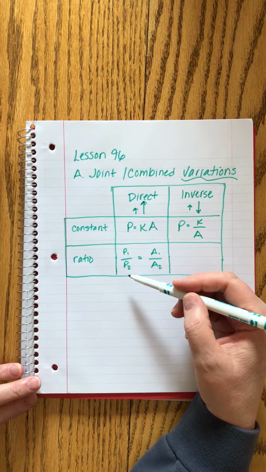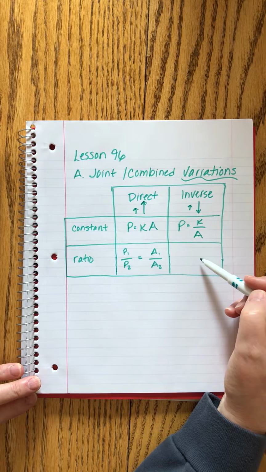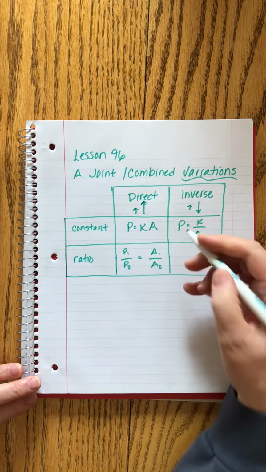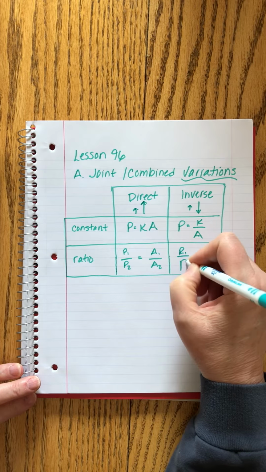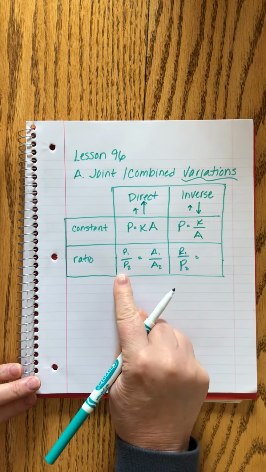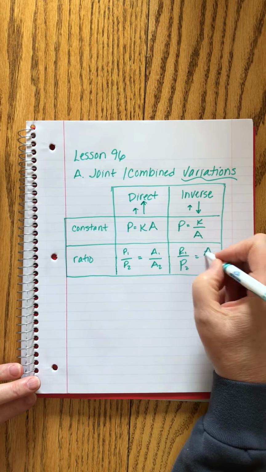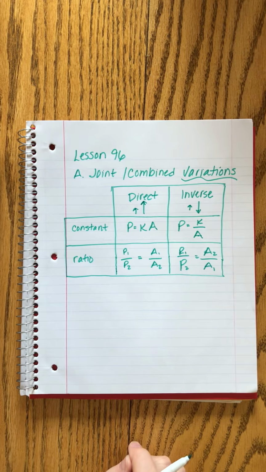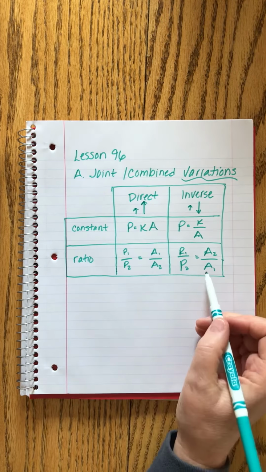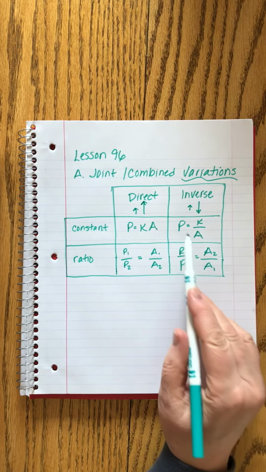And then we learned that if there's an inverse relationship and we want to use the ratio method, we can do that too. Whoops, that should be a P. This part stays the same, but then we flip for the inverse ratio formula, okay? We've practiced both of those.